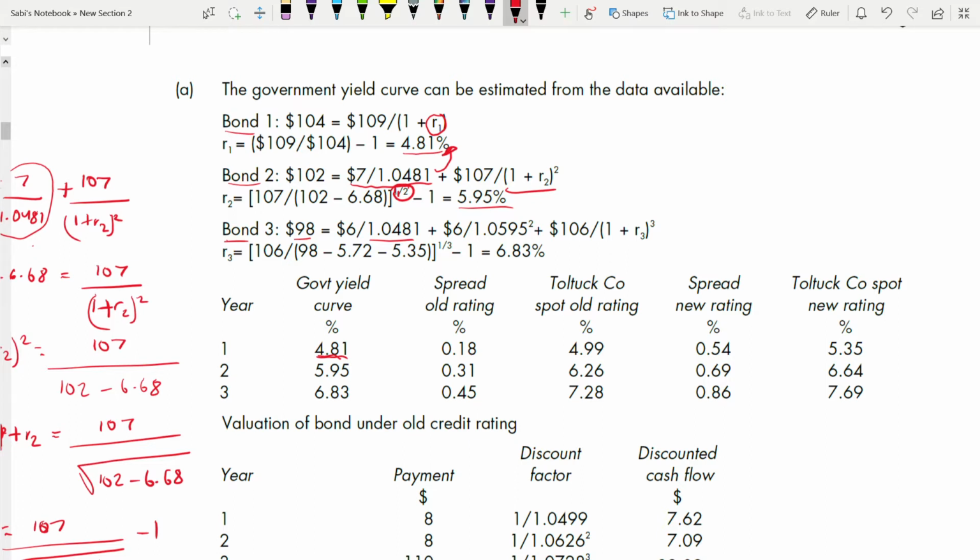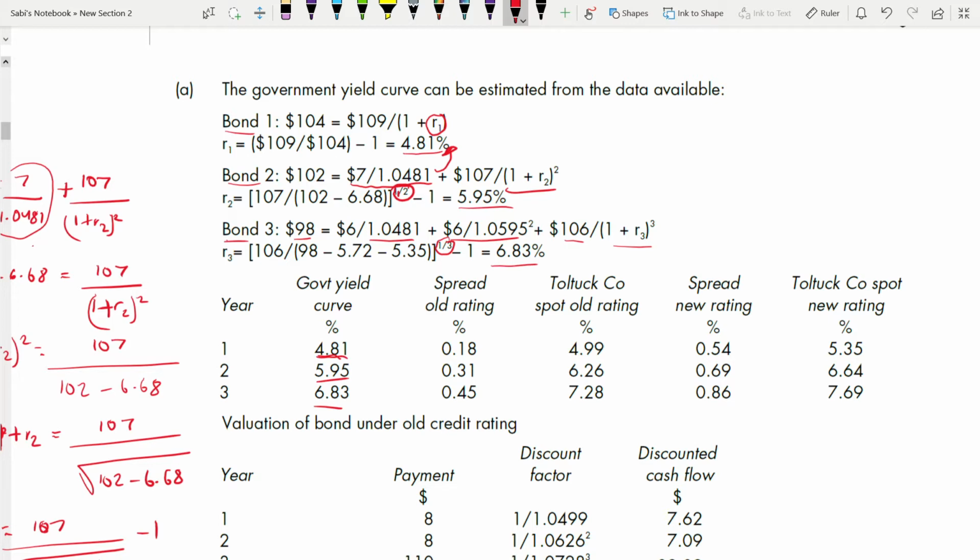For the second year also, we can now use 5.95%. 6 divided by this. Third year it will be 106 divided by (1 plus R3) to the power of 3, because it is for 3 years. Now we have to find R3. In the same way, make R3 the subject as we did for R2, and you will get R3 as this. This time it is to the power 3, so it is the cube root. And you are getting 6.83. This is for the second and this is for the third year.